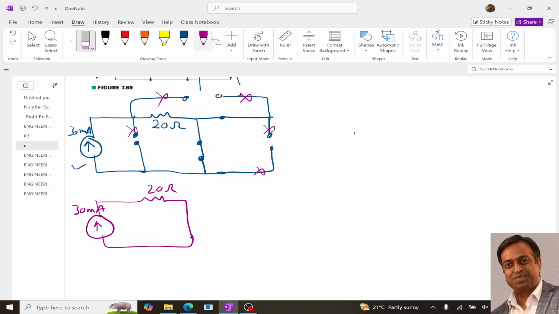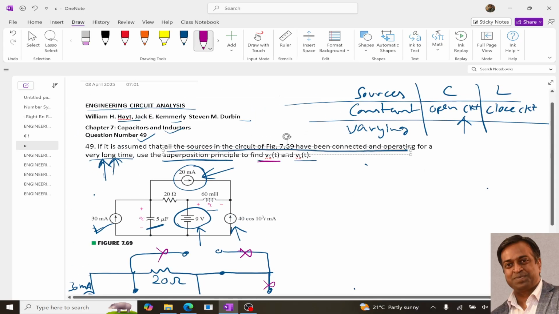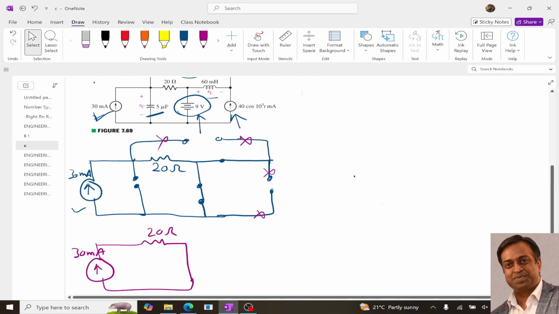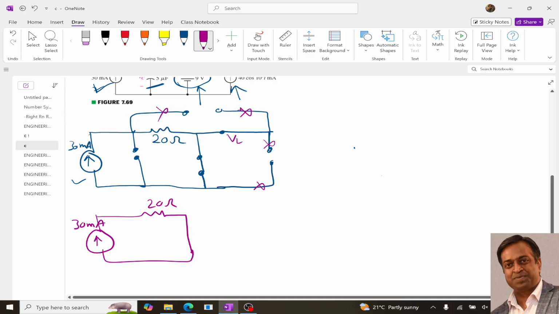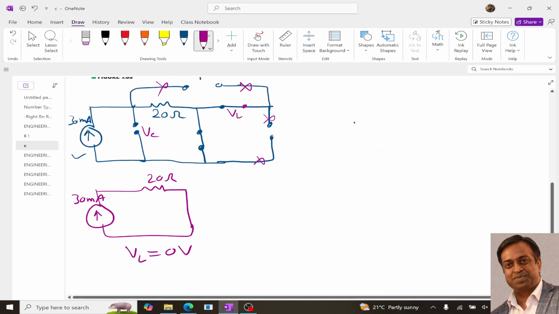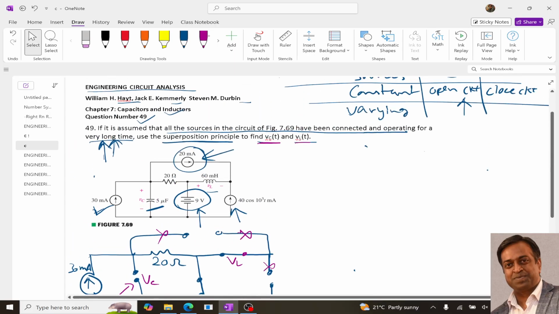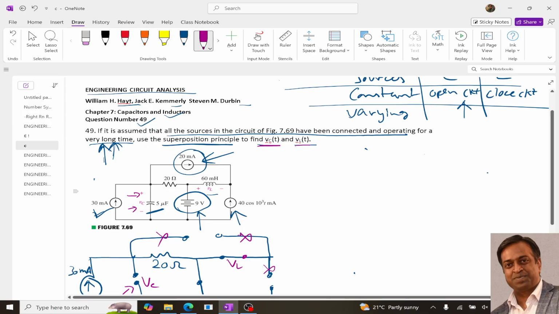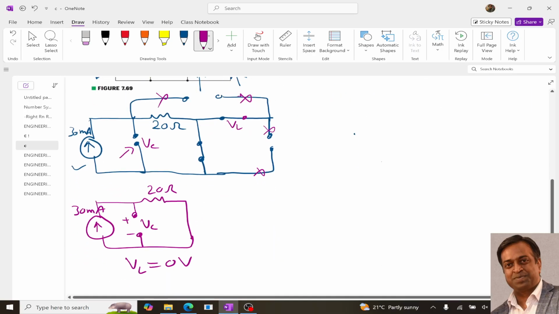Now over here the question is, as per the question, what do we need to determine? We need to determine the voltage across the capacitor and the inductor, right? So VL is over here, this part, VC is over here. Since VL is short circuited, for this particular circuit our VL will be 0 volt, right? And then what is VC? VC is over here, and the polarity is given as plus over here, minus over here.